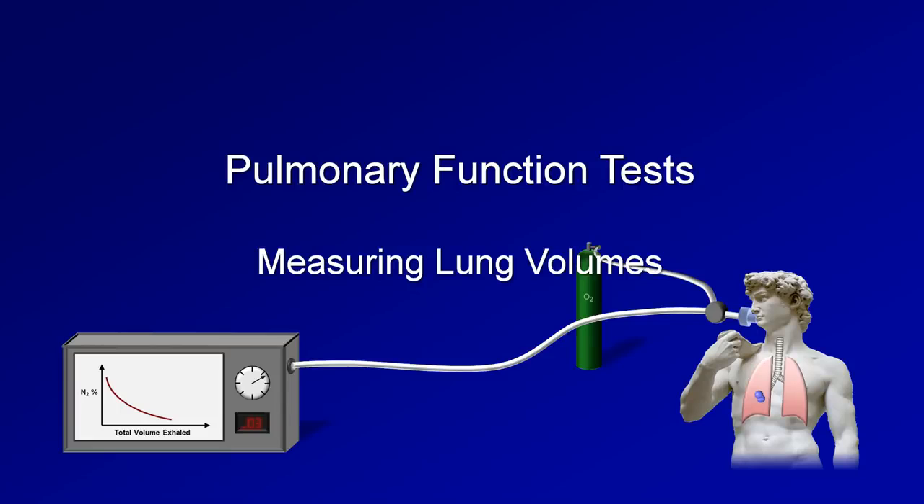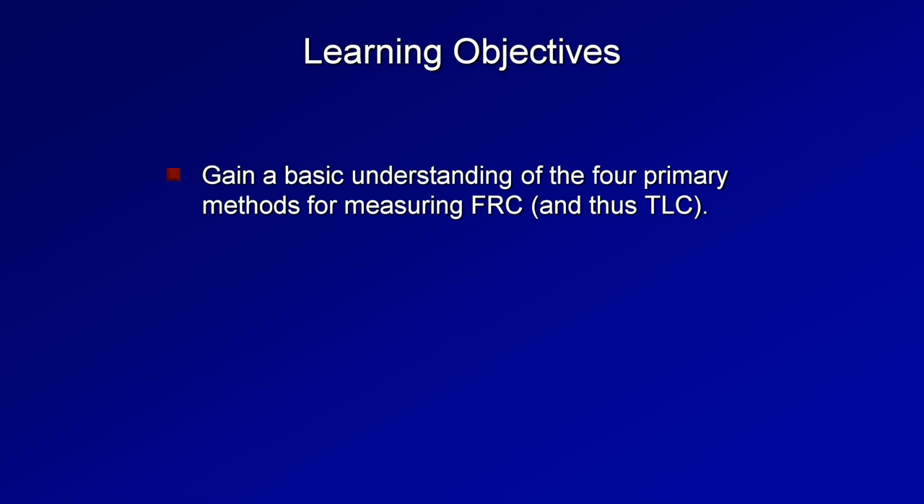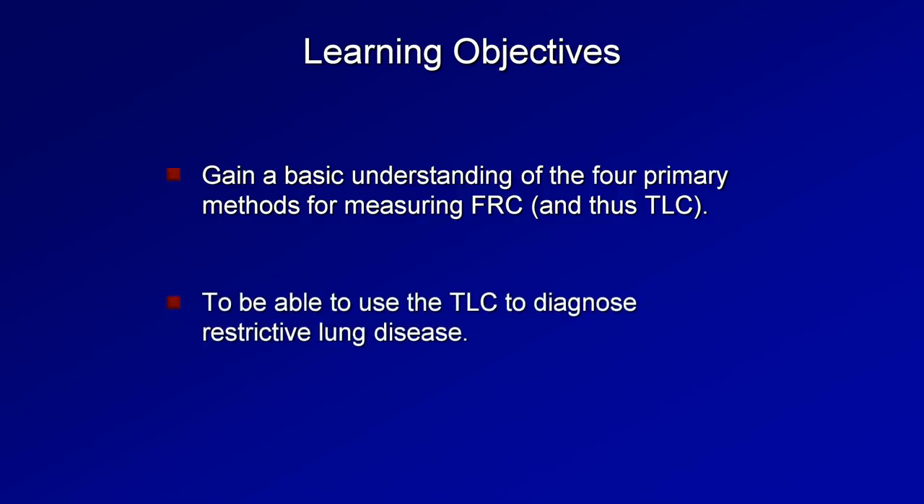This is lesson 3 in this series on pulmonary function tests, and the topic is measuring lung volumes. The learning objectives are to gain a basic understanding of the 4 primary methods for measuring the functional residual capacity and thus total lung capacity, and to be able to use the total lung capacity to diagnose restrictive lung disease.